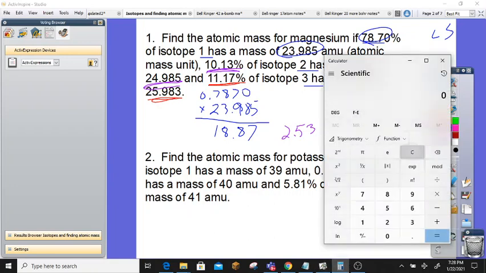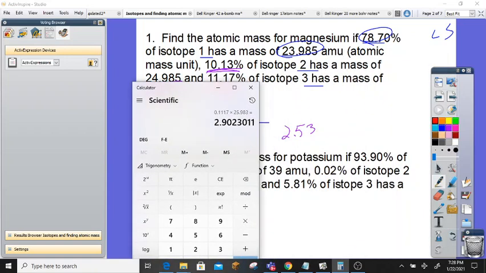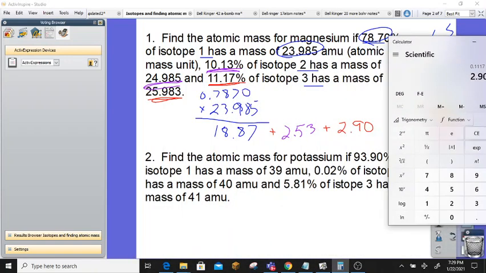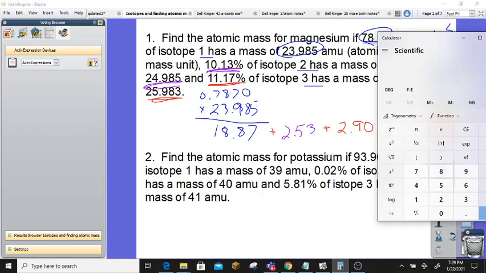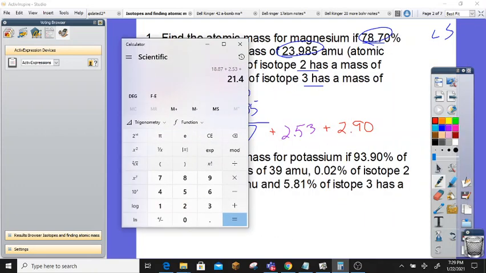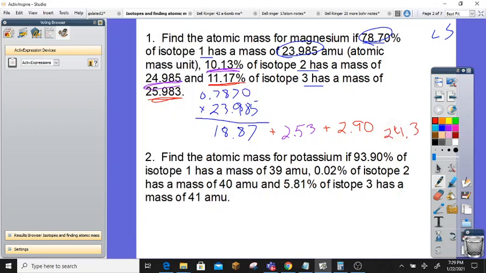So 11.17 is 0.1117 times 25.983, 2.90. Once you have all of these numbers, we're going to add them up. 18.87 plus 2.53 plus 2.90, 24.3. Okay.